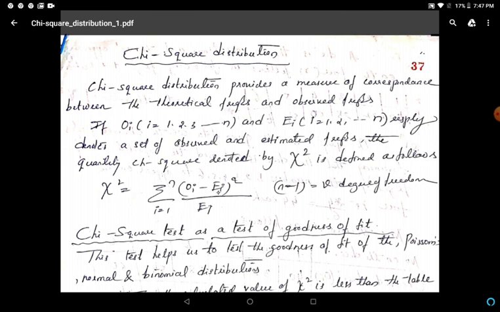So the difference (Oi minus Ei) whole square divided by Ei, this is for n minus 1 as v, that is the number of degrees of freedom. So you know already what the degrees of freedom is, usually denoted by v, which is always 1 less than the total number, that is n minus 1. And this I have already explained in the t distribution in the previous class.